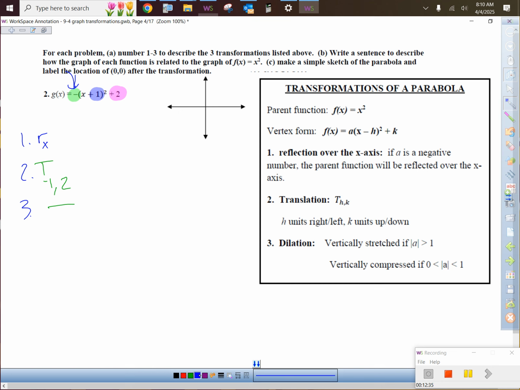So let's make a sketch of the parabola. And here's what you got to do. Your brain has to do this part in pink. Which way is this bad boy going to open? Up or down? Down. Then let's go move the vertex.